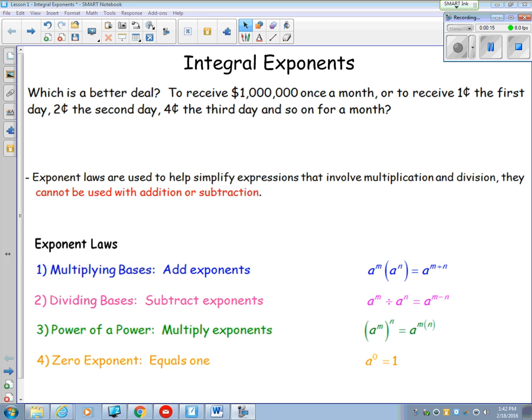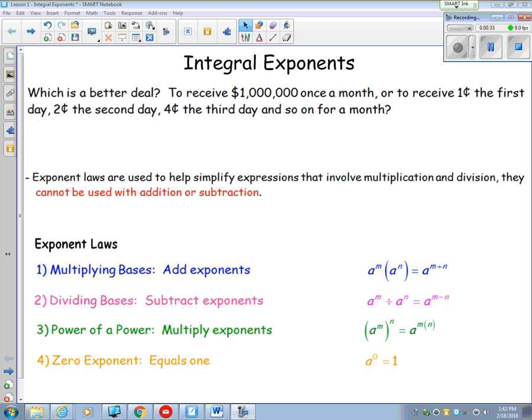If you got to receive $1,000,000 a month, once a month, for the year or whatever, or it would be better to get 1 cent the first day, 2 cents the second day, 4 cents the third, 8 the fourth, 16 the next, and so on, which is a better deal. Okay, because this is an example of an exponential function.